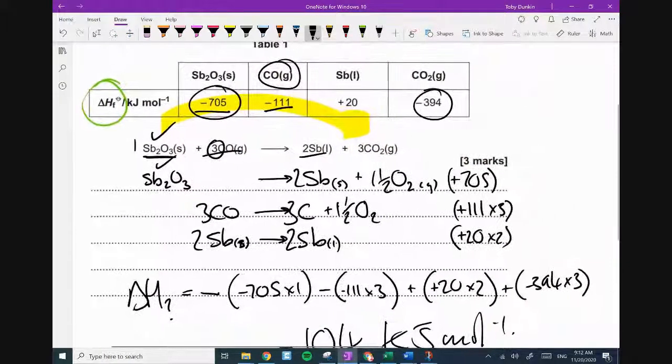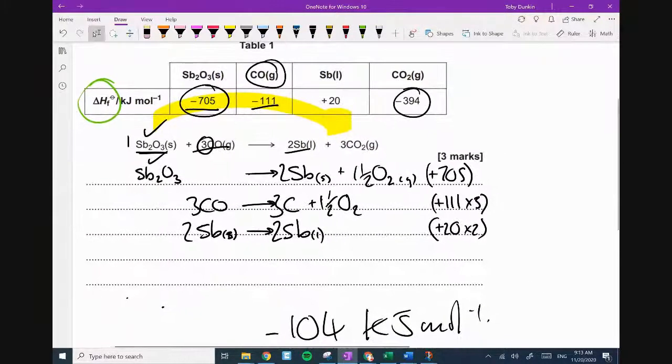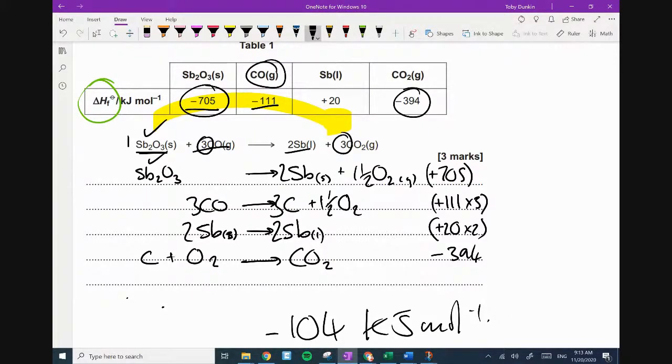Yeah, the next thing is I need to make carbon monoxide. Sorry, carbon dioxide. To make carbon dioxide, I'm going to make CO2 from carbon and oxygen. Right, that's minus 394. But how many do I need? I need to make 3 of them, so I'm going to triple that equation. They're all on the correct side. I'm going to times that value by 3. So I don't need to reverse it because it's on the correct side.